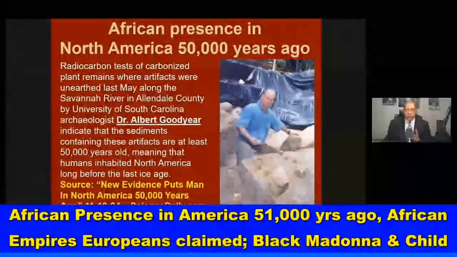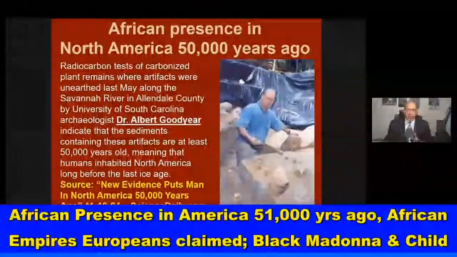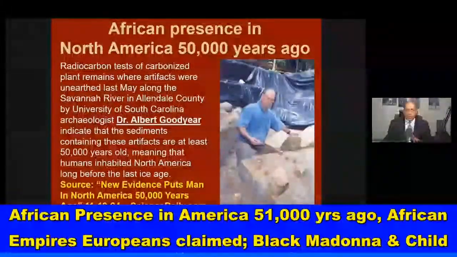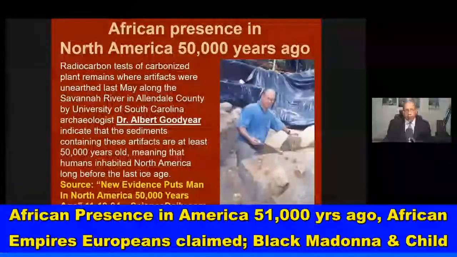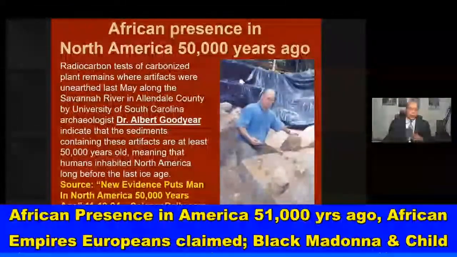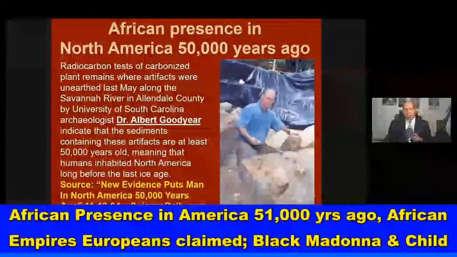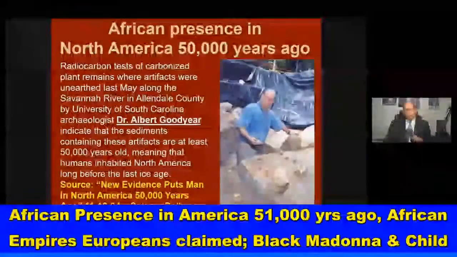So these Africans were the Koisan, who have the oldest DNA on the planet. They're the short-statured Africans. They go all around the world. They're the ancestors to the Ainu and Atwa, and they were here also. This is Dr. Albert Goodyear. He's a white archaeologist from the University of South Carolina.